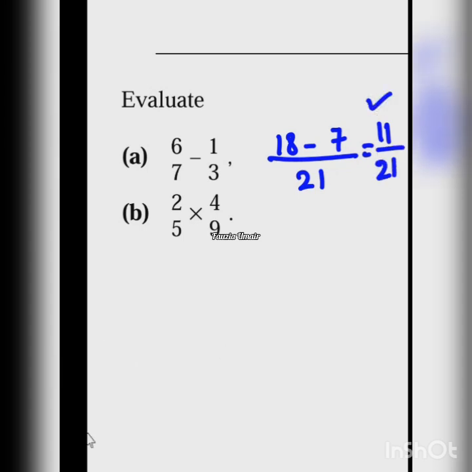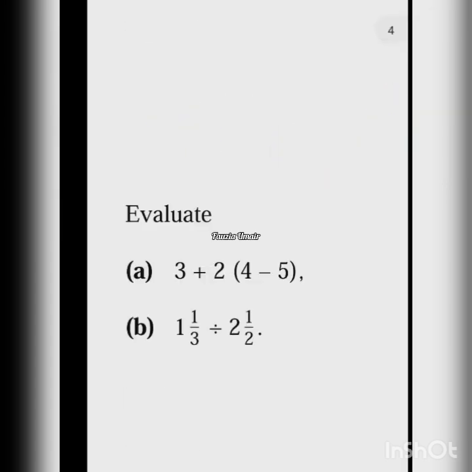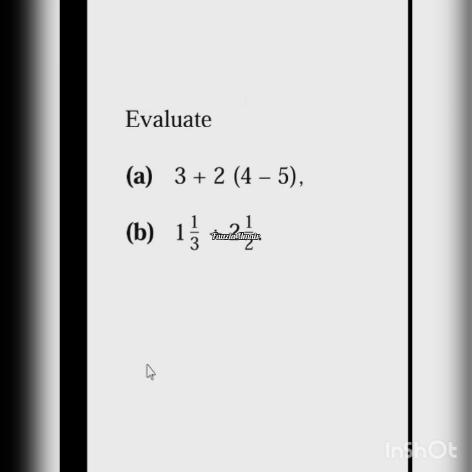So next is 2 by 5 times 4 by 9. No cancellation. Yes. 8 by 45. 8 by 45 is the answer. All right. So next question. Which question is this? Expand.